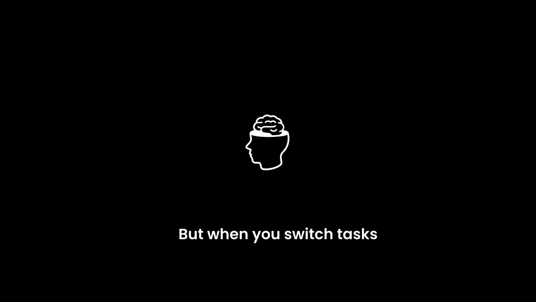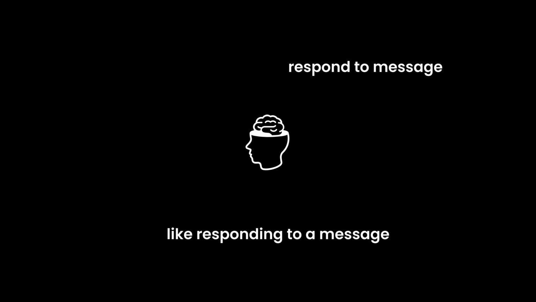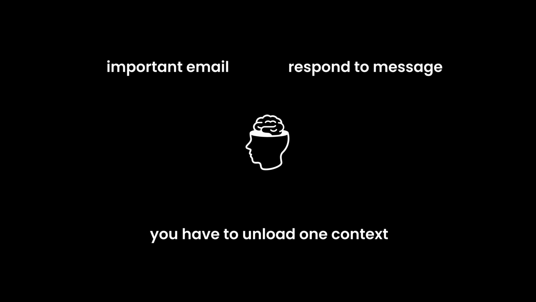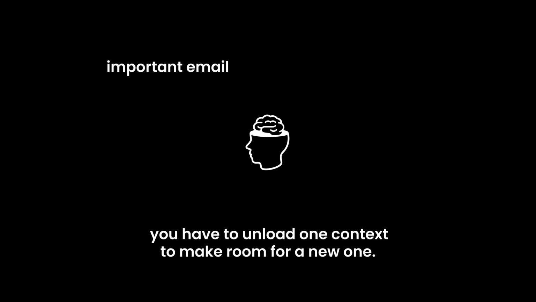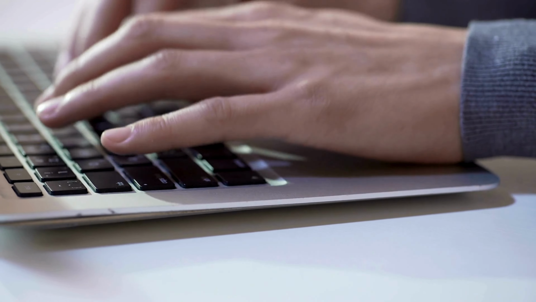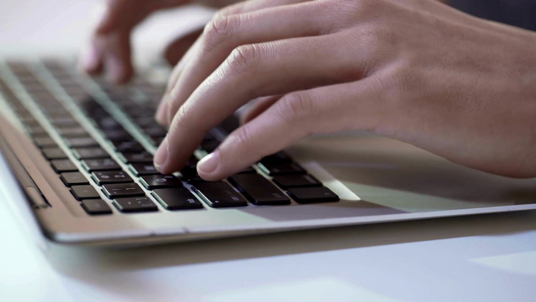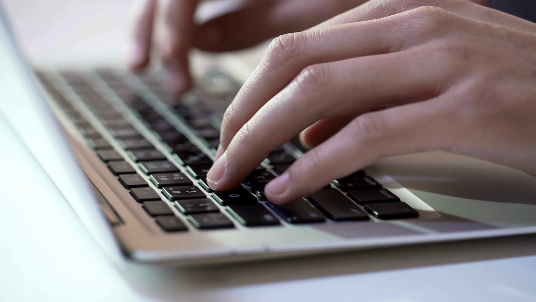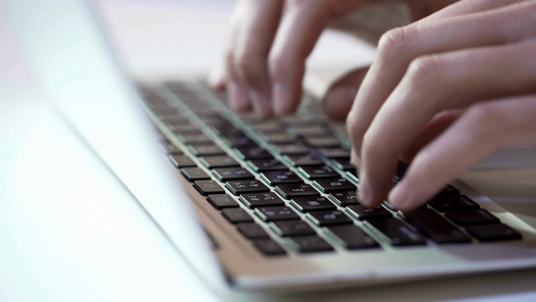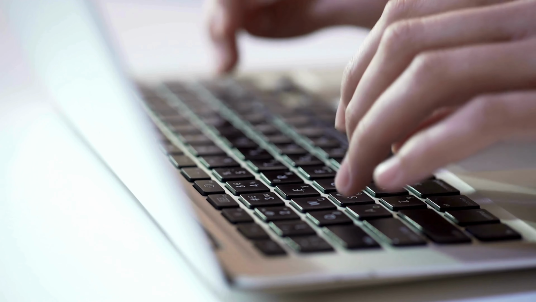Writing an important email means loading your working memory with the purpose of the message, the tone you want to convey, and the details you're addressing. But when you switch tasks, like responding to a message, you have to unload one context to make room for a new one. Returning to the email means reloading its context, which takes time and mental energy. The more often you switch, the harder it is to fully focus on any one task.